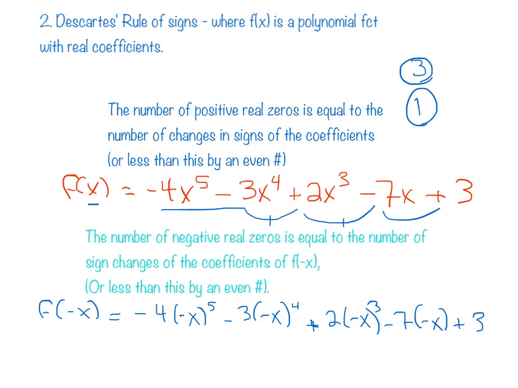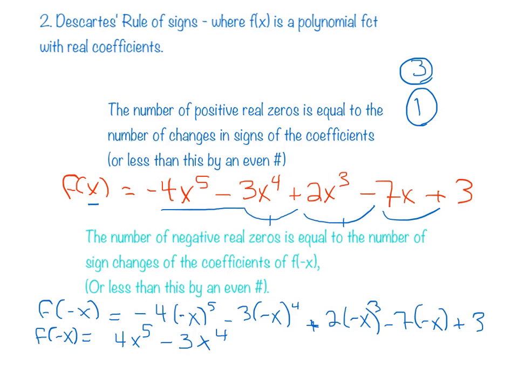So if we simplify this a little bit here, f of negative x is going to give us, we've got a negative raised to an odd power. So that's going to stay negative, but there's a negative out in front. It's going to become plus 4x to the 5th. Here, this negative x raised to the 4th power will become positive. There's a negative out in front, so it stays as negative 3x to the 4th power.